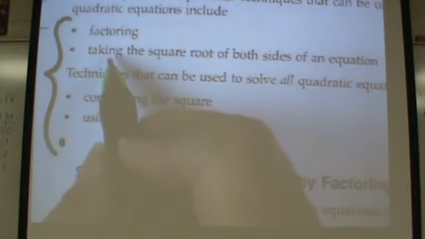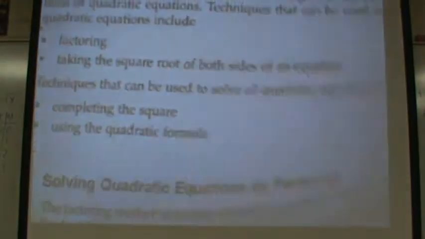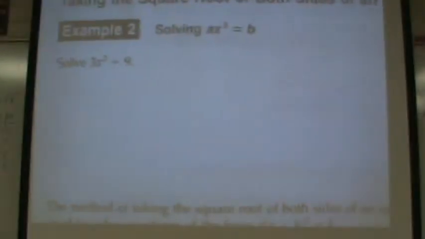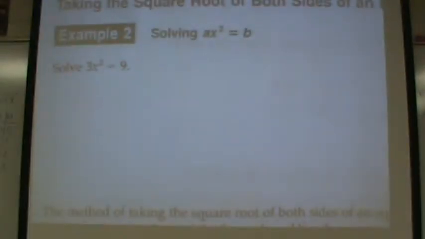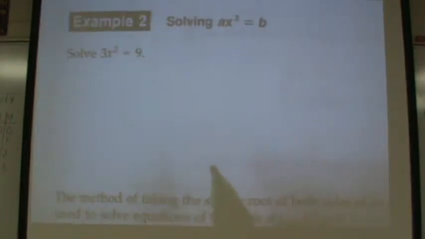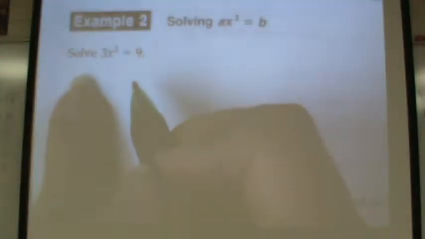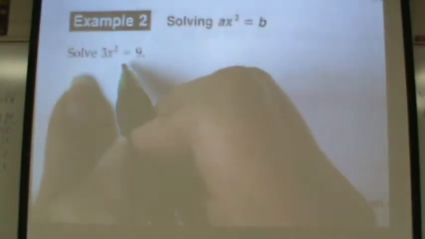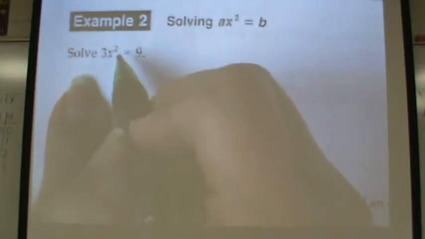The technique is to take the square root of both sides. That's something else you've learned. So let's look at this one. This equation is best suited for take the square root of both sides. You use this one when the middle term is missing. You don't have an x to the first power. So what you're going to want to do in these problems is get the x squared by itself.